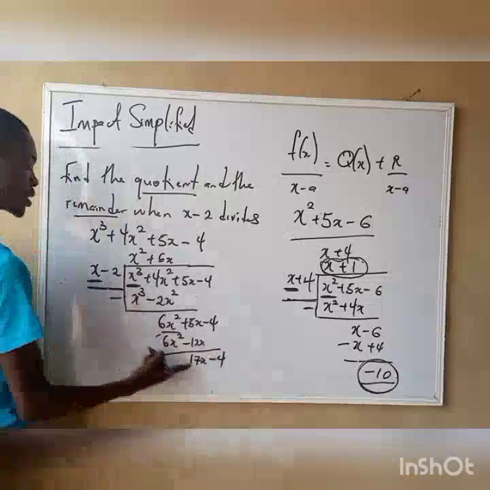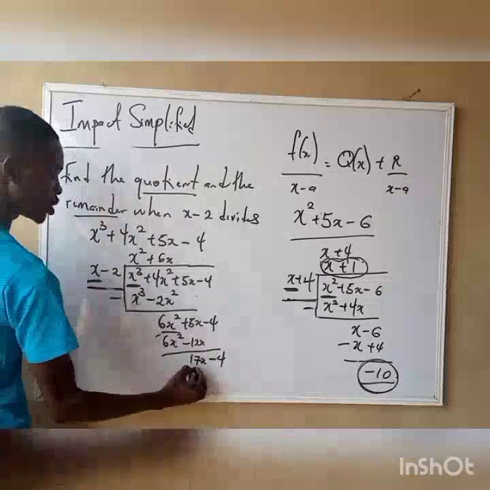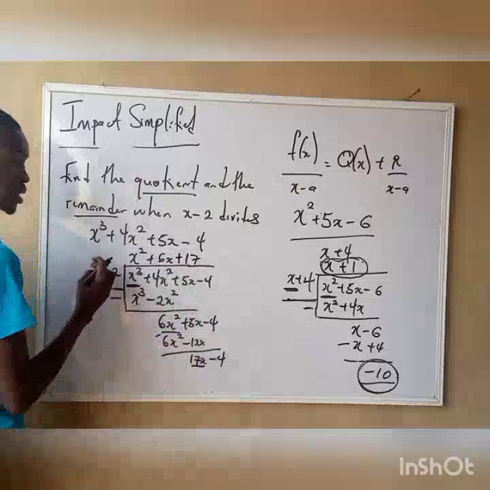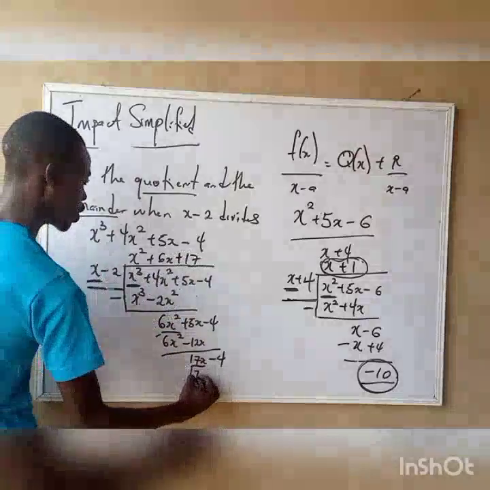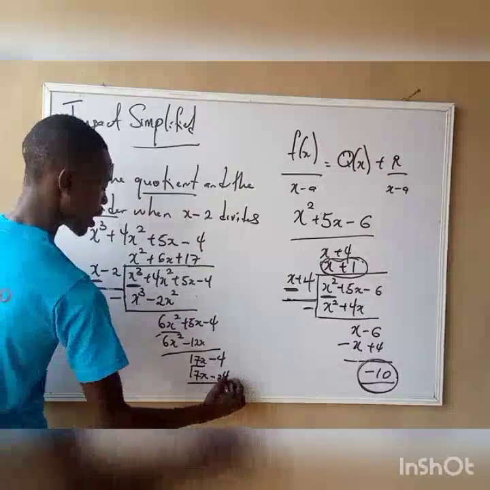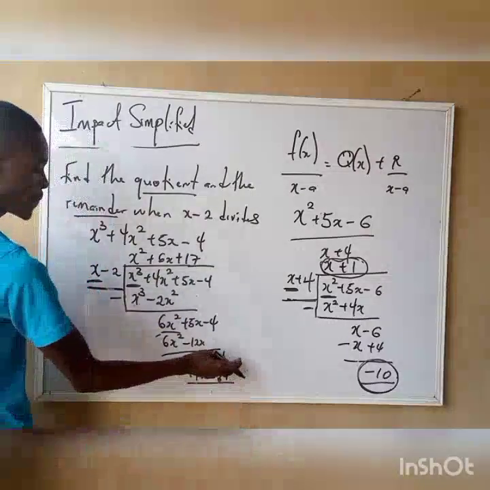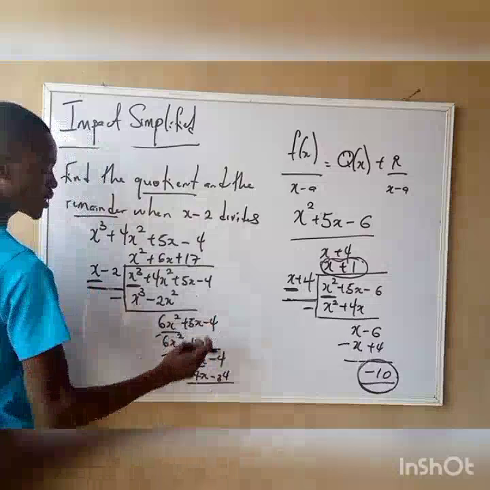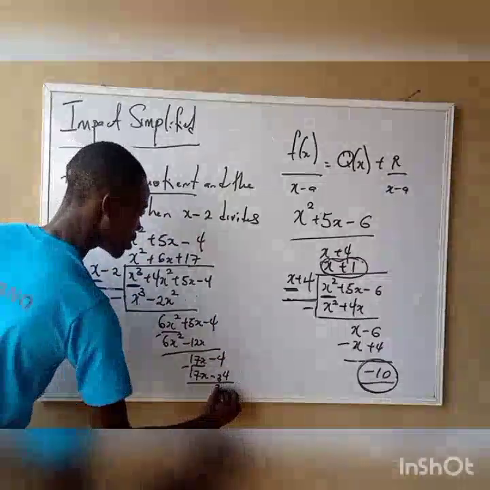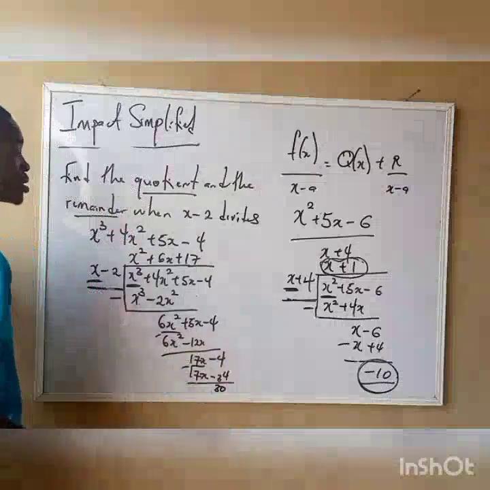And again, your x can still divide. Use this x to divide this x. What do we have? We have it as plus 17. And this 17 we multiply. What do we have it as? 17x minus 34. And if you subtract, what do we have? Minus 4 minus 34. That will give us minus 4 plus 34. And that means our remainder is 30.